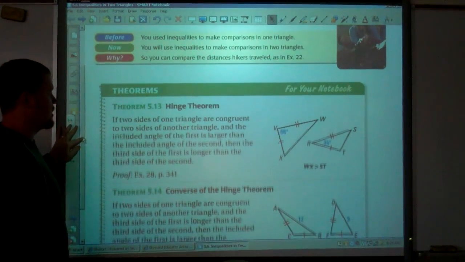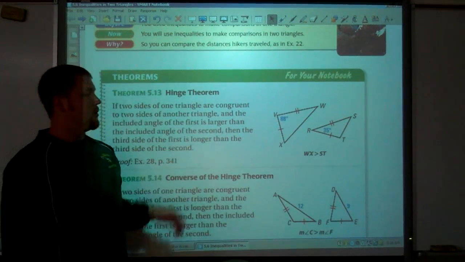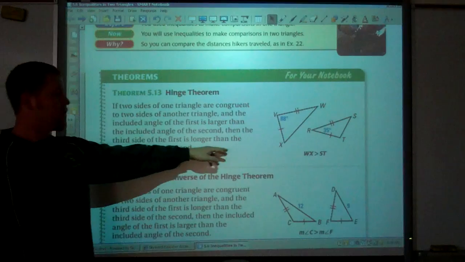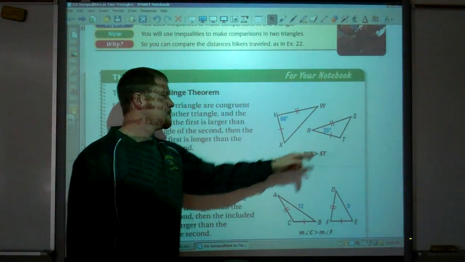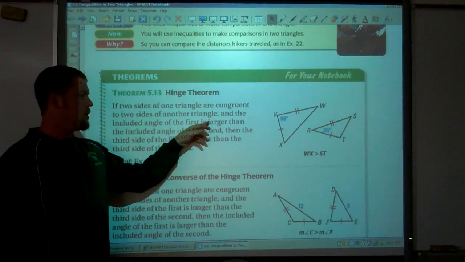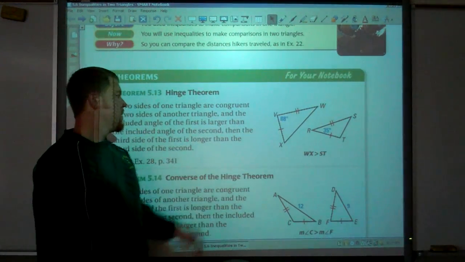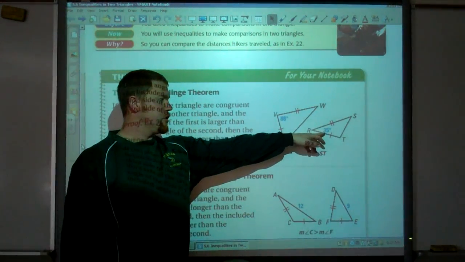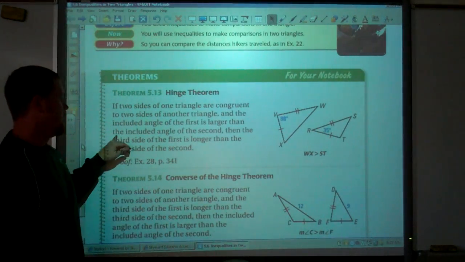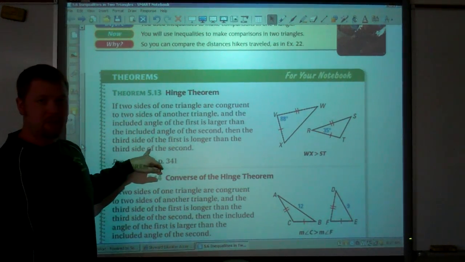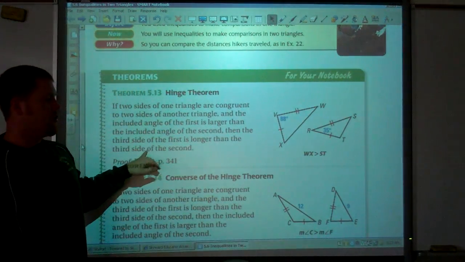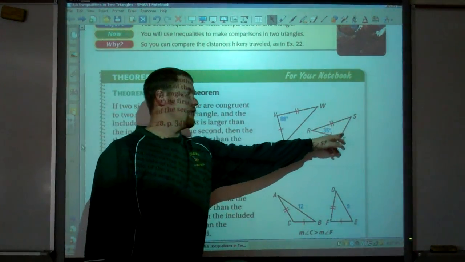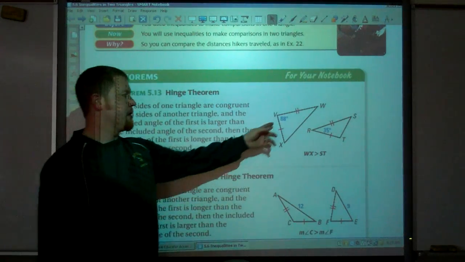triangles, comparing things. And the hinge theorem, which states this: if two sides of one triangle are congruent to two sides of a second triangle, and the included angle of the first triangle is larger than the included angle of the second triangle, then the third side of this first one is longer than the third side of the second one. Okay, think about that.